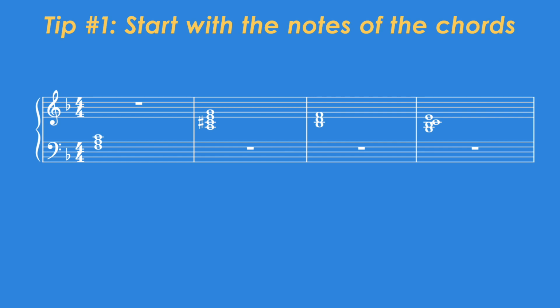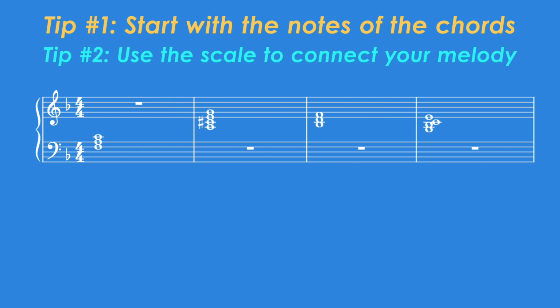Okay, so once you have it looped and you're trying to find a melody that you like, one of the things you can do is start with the notes of the chords. For example, the first chord is F major, that F, A, C. So just use those notes to start writing the melody, F, A, and C. As you start writing the melody, start with the notes of the chords, but connect them with the notes of the scale.